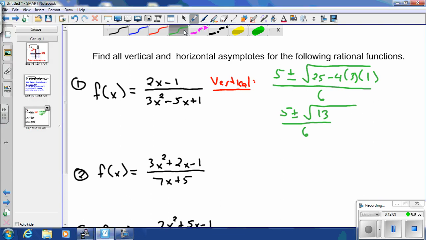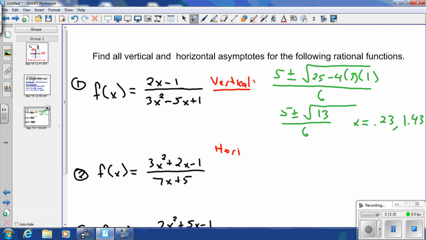So we'll document that over here. We said about 0.23 and about 1.43. There'll be 2 of those. For the horizontal, I should have given myself more room here. We might have to move these problems.